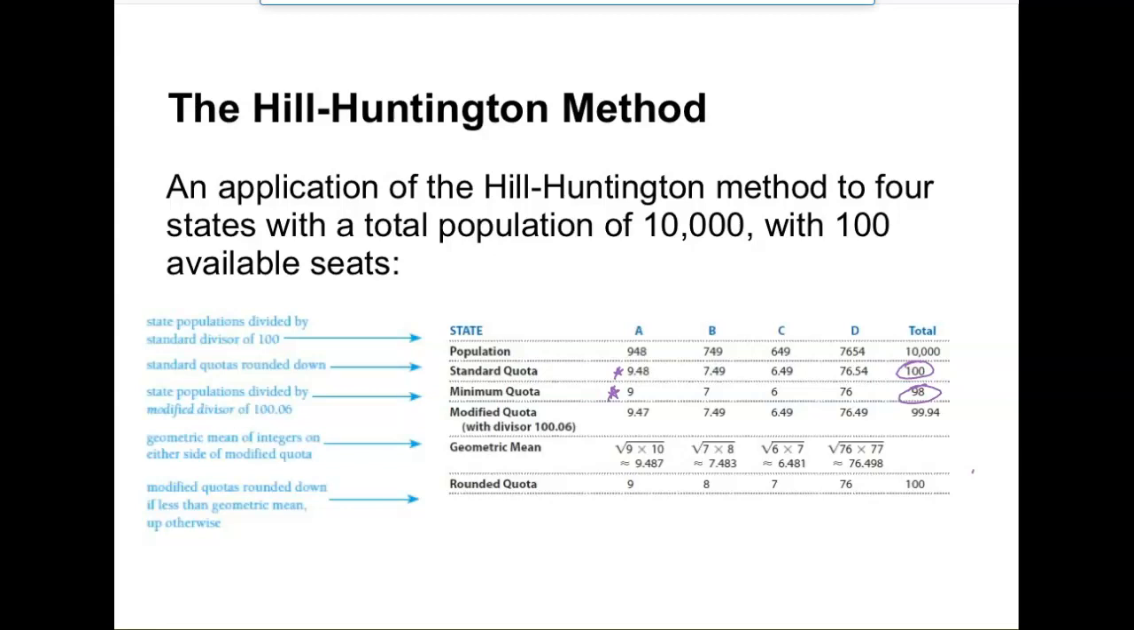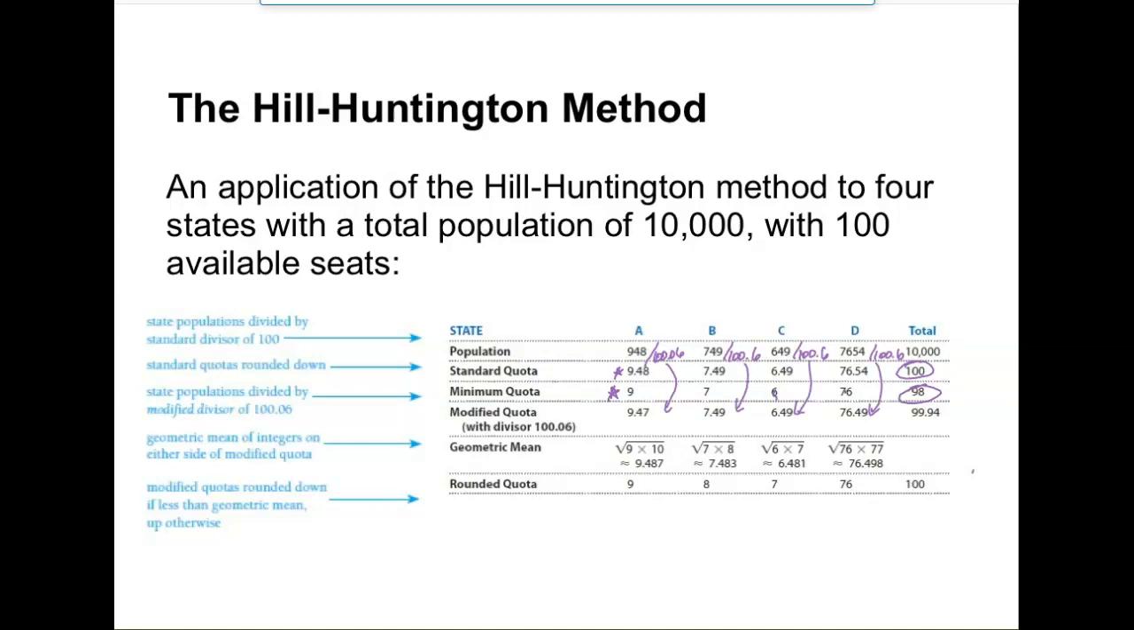Again, we choose a modified divisor different than our original divisor. In this case, they chose one that's actually bigger, 100.06 for each of these. Again, you will not have to decide on the modified divisor. Any problems that involve these methods, you will be given the modified divisor. So after we divide each of those by 100.06, we get these new modified quotas.